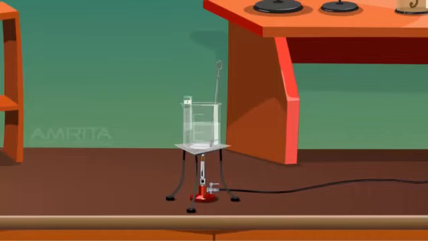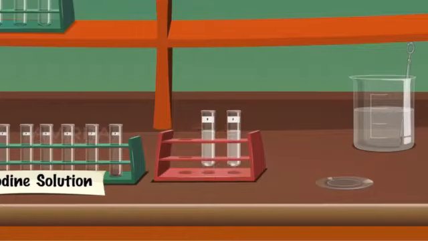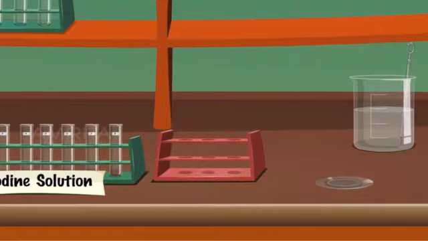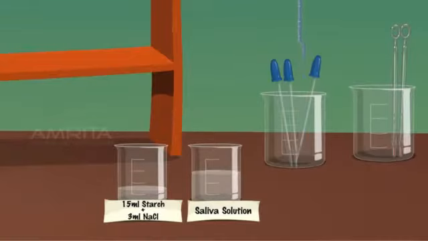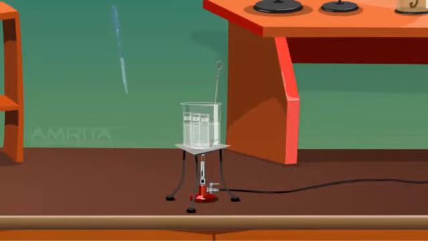Now transfer experimental tube A, B and C into a beaker containing water and a thermometer for recording temperature. Temperature of this beaker is to be maintained at 37 degrees Celsius. Using a dropper, take 3 ml saliva solution and add 1 ml of solution to each of the 3 test tubes.